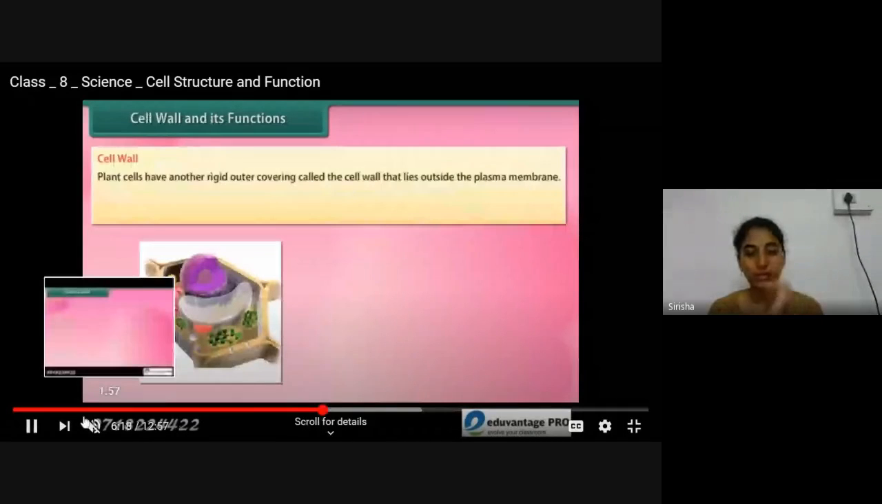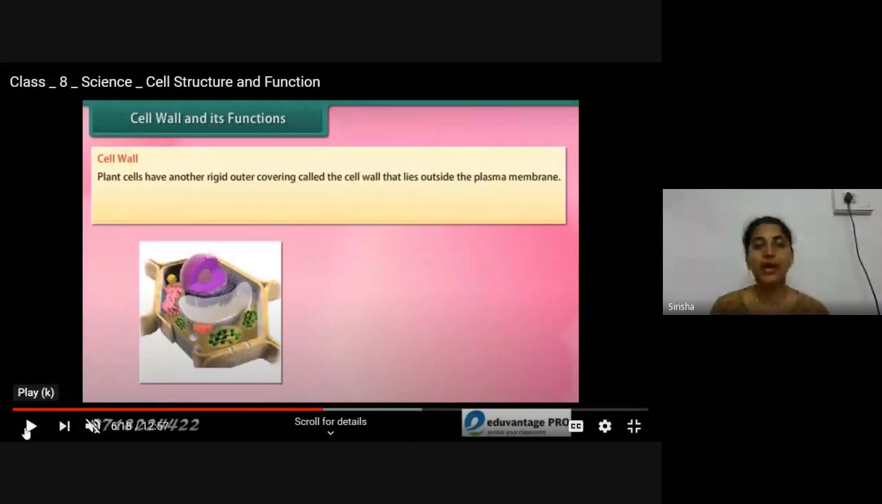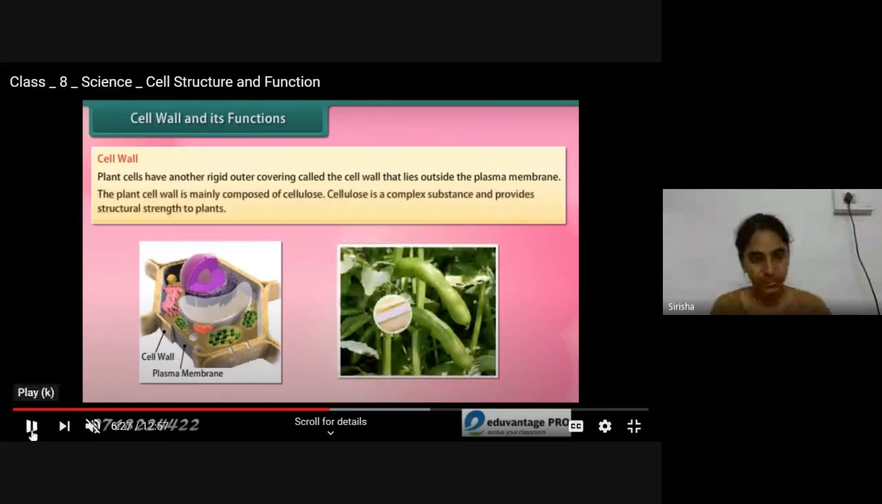Next, what is a cell wall? You might have wondered what a plasma membrane is. And now let us see what a cell wall is. This cell wall is present only in plant cells, remember. These plant cells have another rigid outer covering called the cell wall that is present outside the plasma membrane. But in animals, this cell wall is absent. Only in plant cells is it present, lying outside the plasma membrane. This is the plasma membrane and this is the cell wall, if you see clearly.